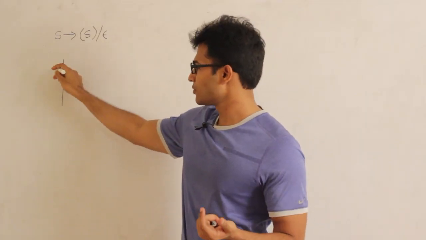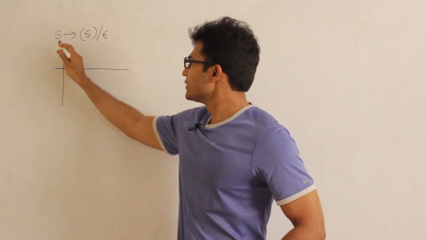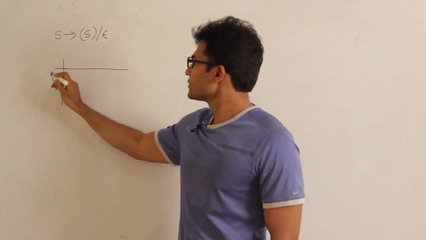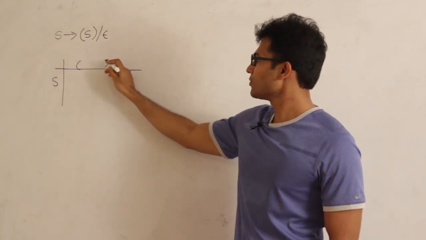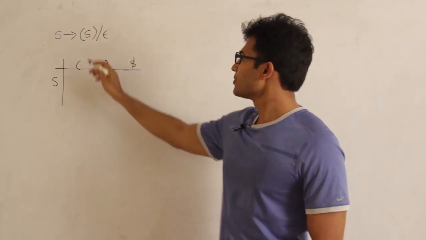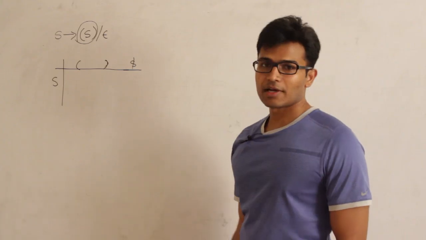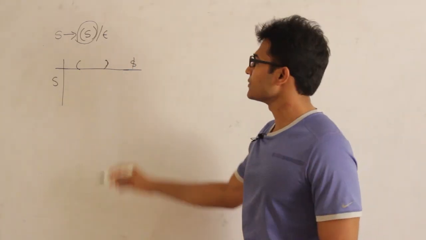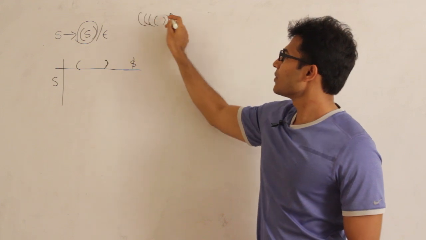Maybe the previous example would have been too big for you to follow. Let's see what the variables are here. What are the terminals? Open brace, close brace, and one more terminal, dollar. Always you are going to write dollar. Now where are you going to place the first production? So what is this grammar? This grammar is going to generate all balanced parentheses, which means all nested balanced parentheses.